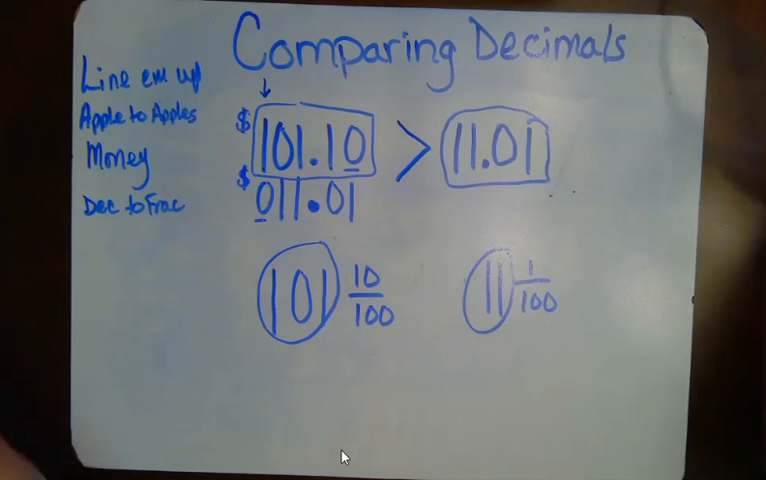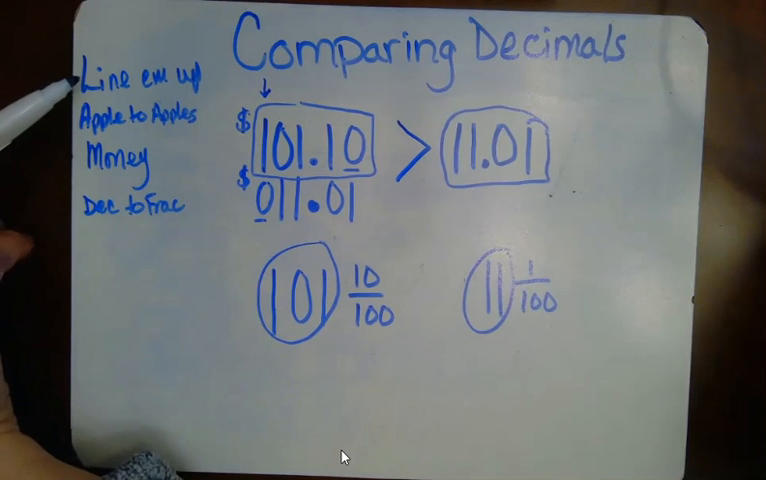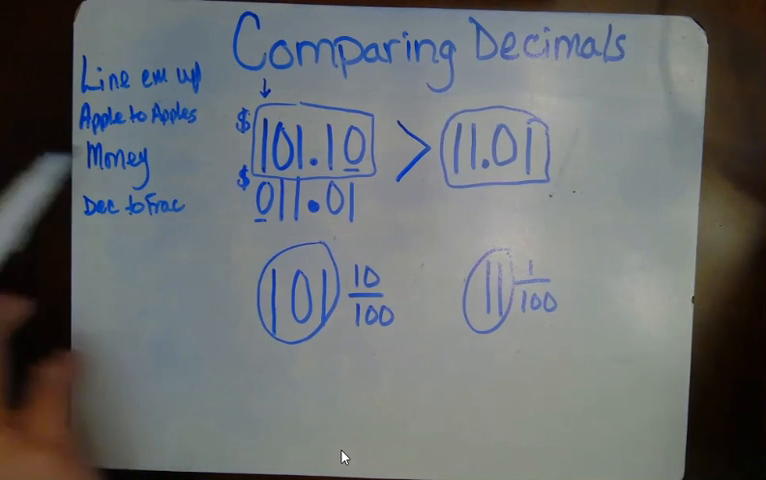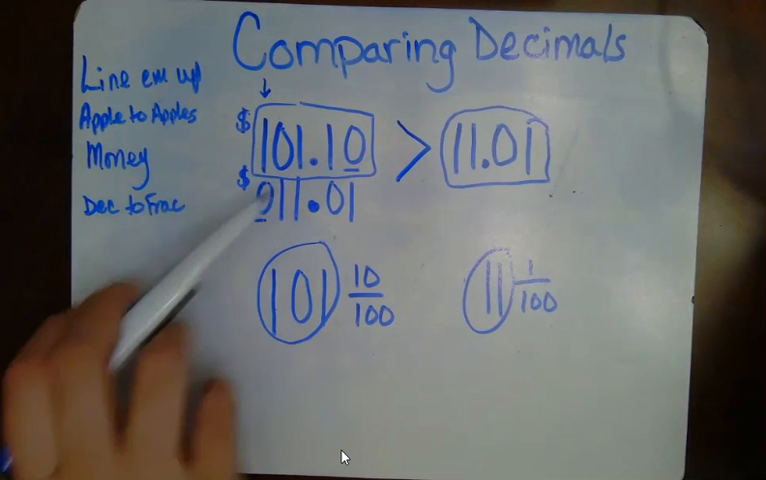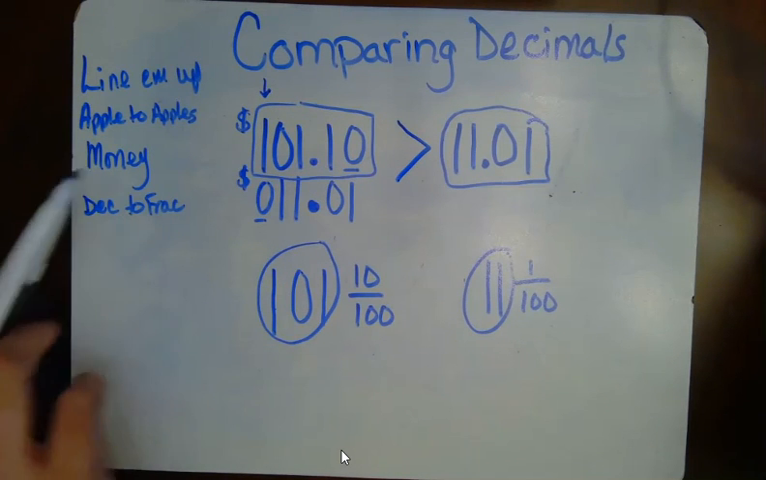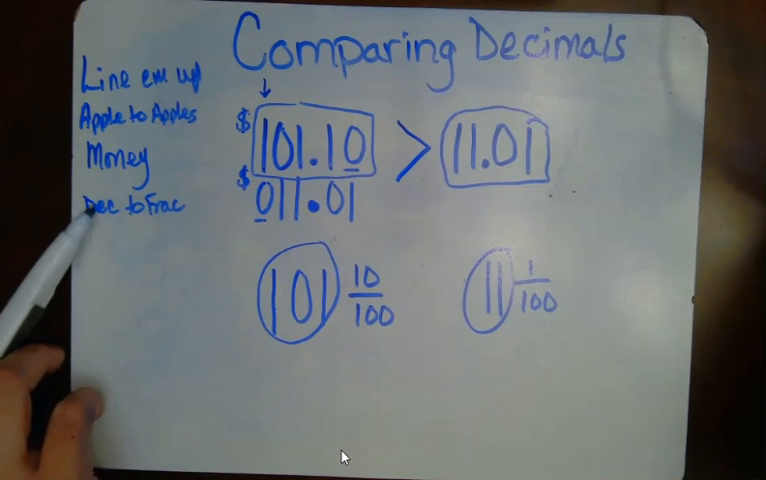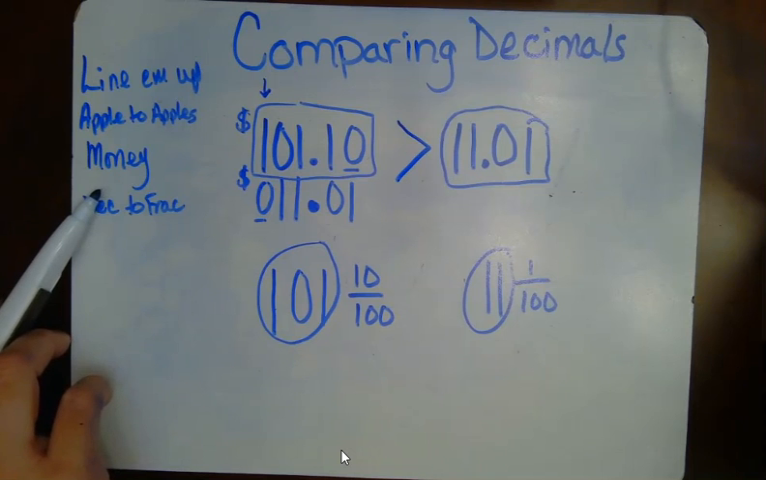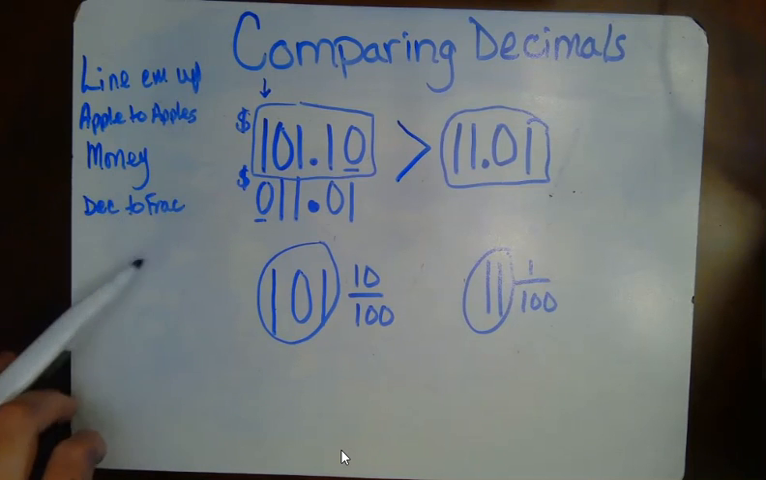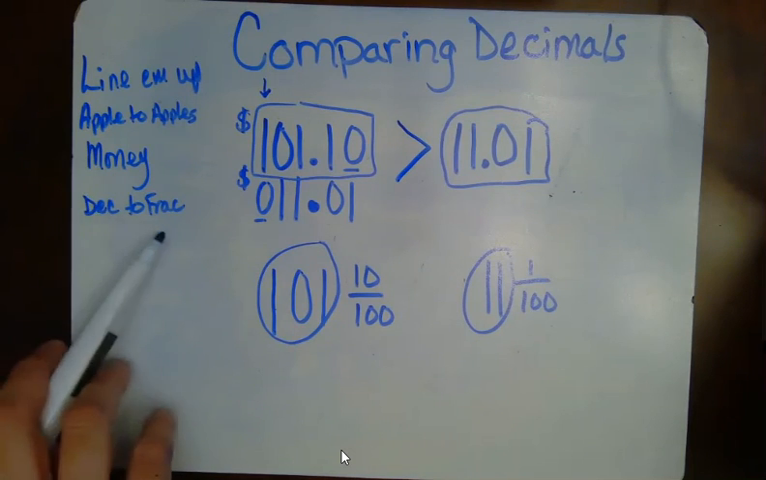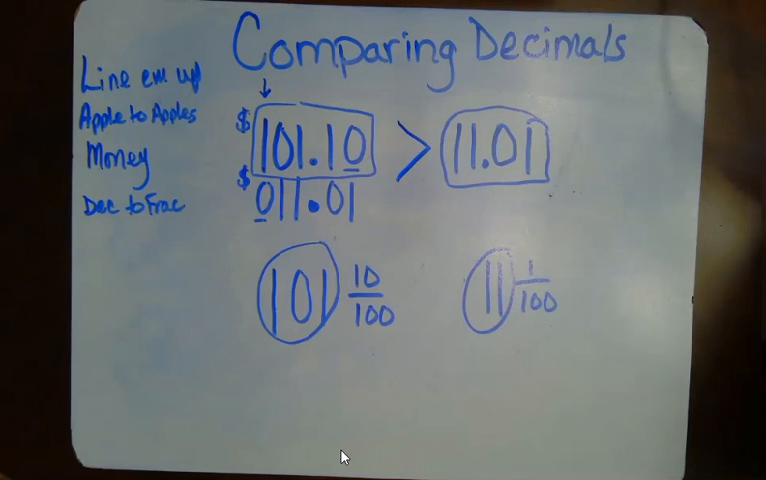So again, make sure to line them up. Make them apples to apples by filling in any of those missing place values with a 0, and then think of them as money. And if all else fails or fractions are easy for you, change those decimals to a fraction.